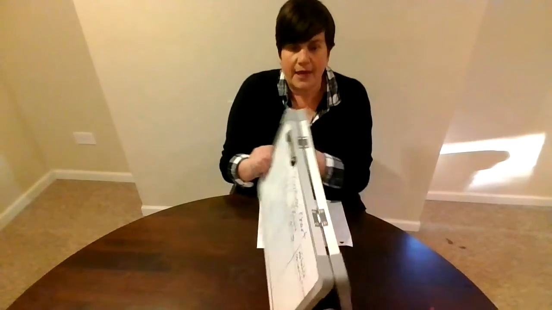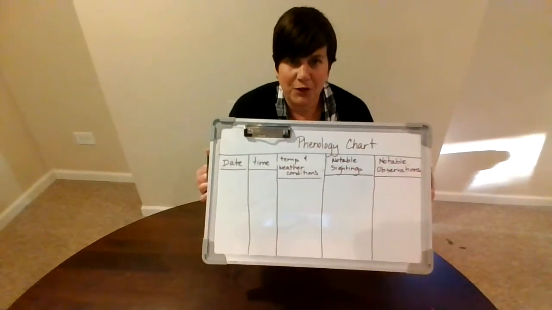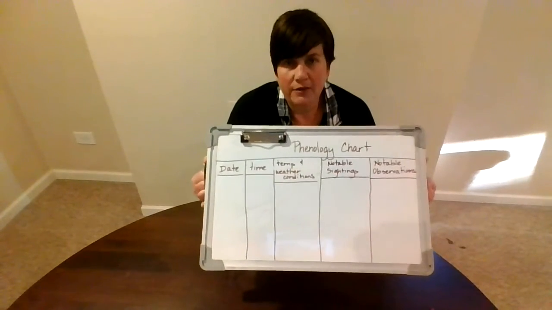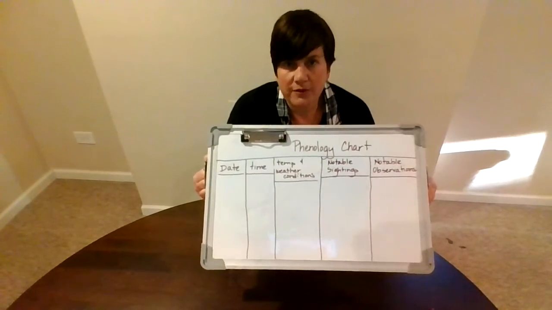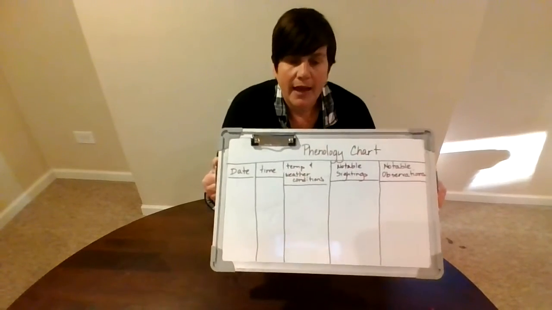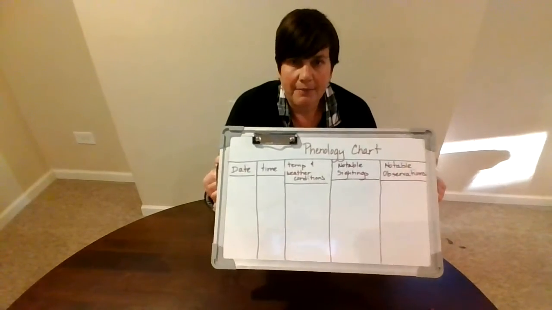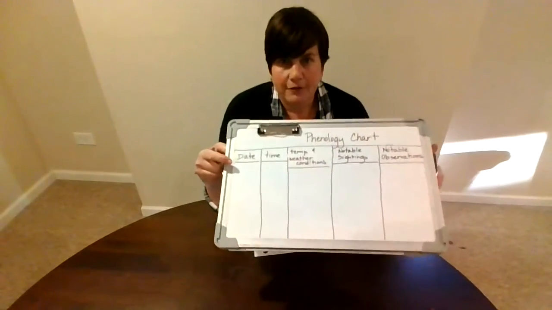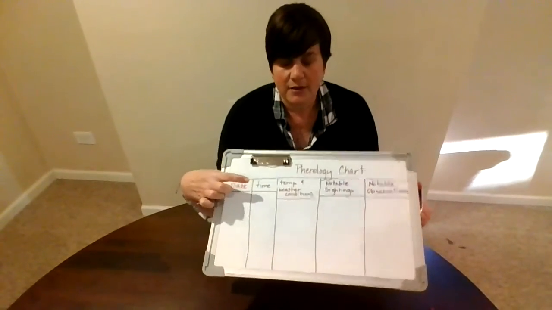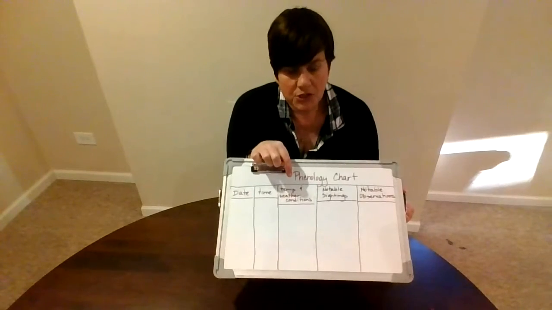So I have a phenology chart that you could make, and what you would want to do is pick an area that you could go outside and do this observation, and you might want to think about picking the same time every day and the same location. So if it were me, I would say my backyard, and in the first column you'll record the date and then the time of day that you go outside. You could record the temperature and the weather conditions.